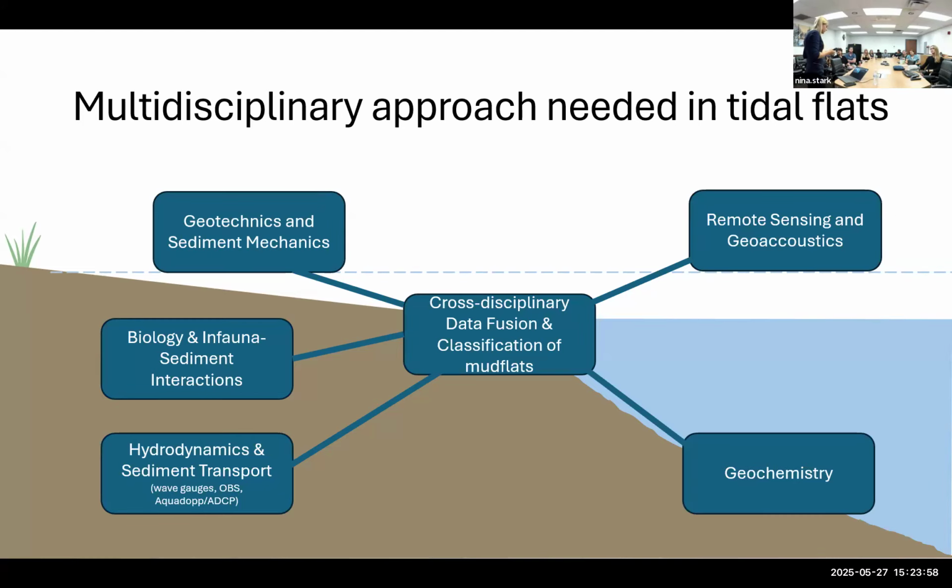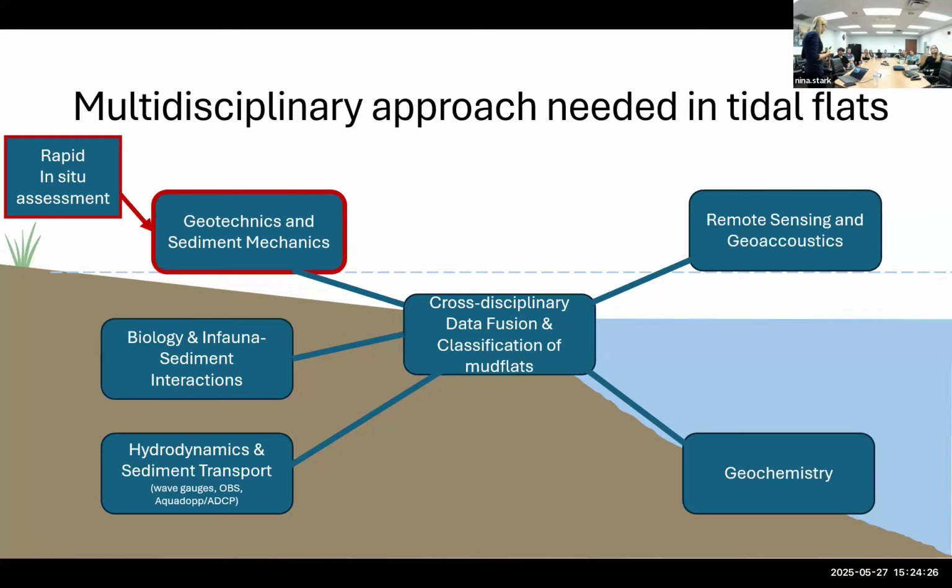So we have geotechnics and sediment mechanics. We have biology and infauna-sediment interactions. We have hydrodynamics and sediment transport. Then remote sensing and geoacoustics, and on the other hand, geochemistry. And all those have to build the big picture. Now I would like to show you some ideas that I have that fit into this big picture and help to get new information.